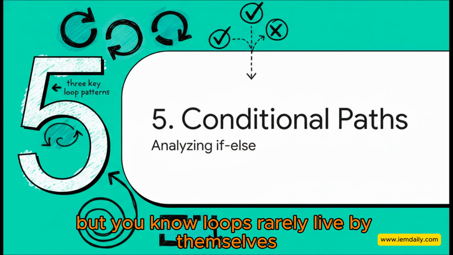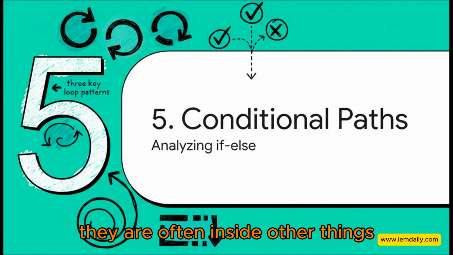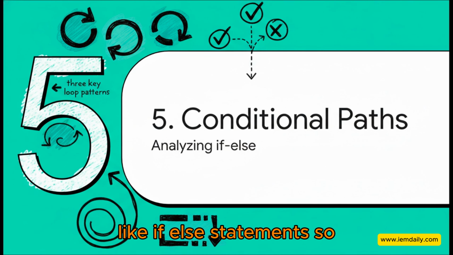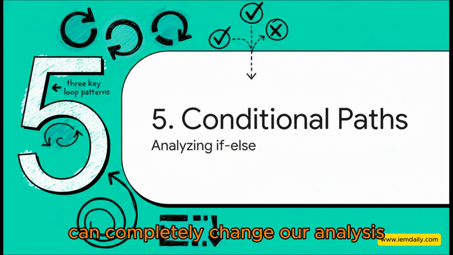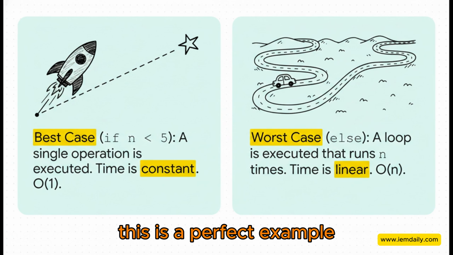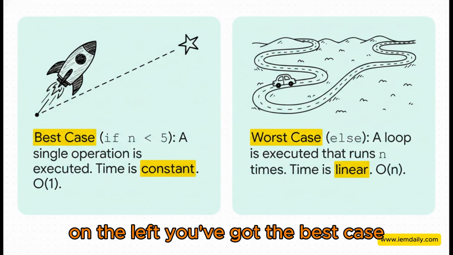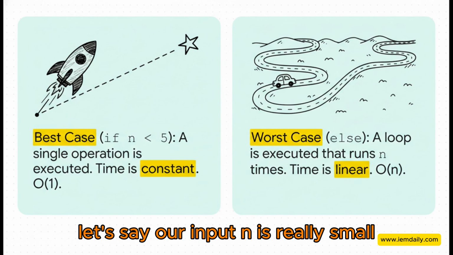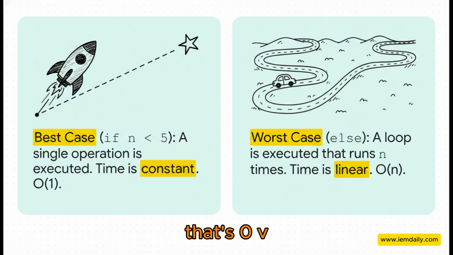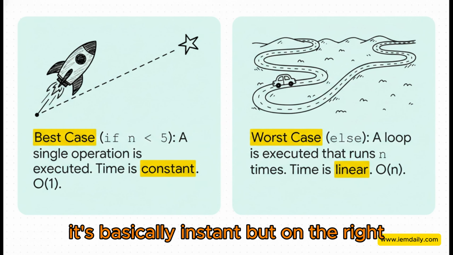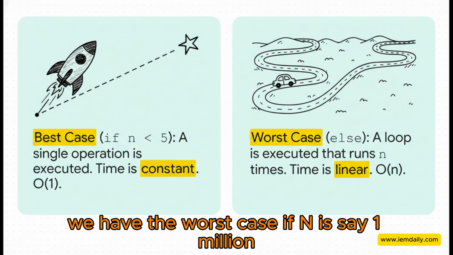But loops rarely live by themselves. They are often inside other things, like if-else statements. So let's see how these forks in the road can completely change our analysis. This is a perfect example. On the left, you've got the best case. Let's say our input n is really small, like 3. The if is true, we run one quick operation and we're done. That's O of 1, or constant time. It's basically instant. But on the right, we have the worst case.